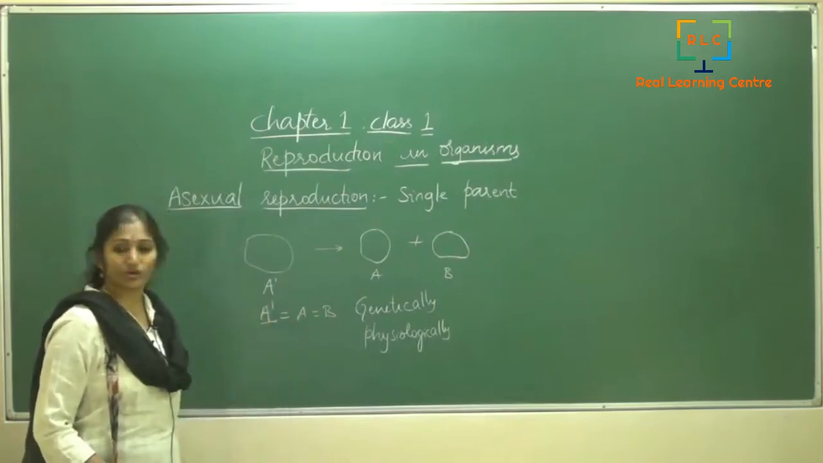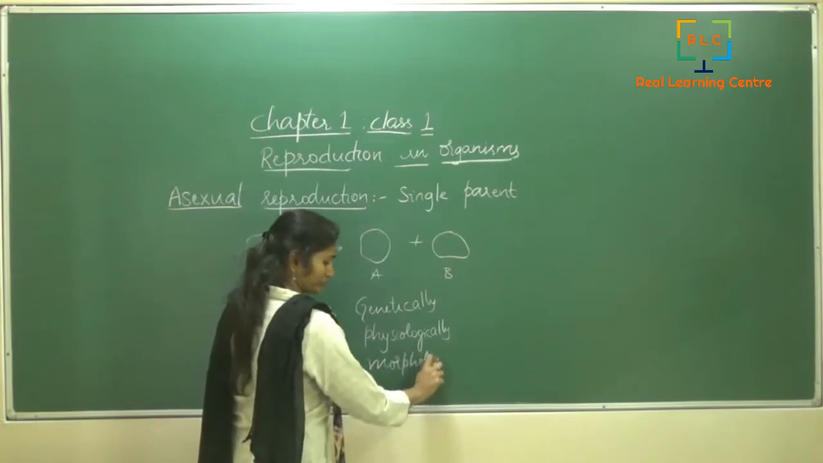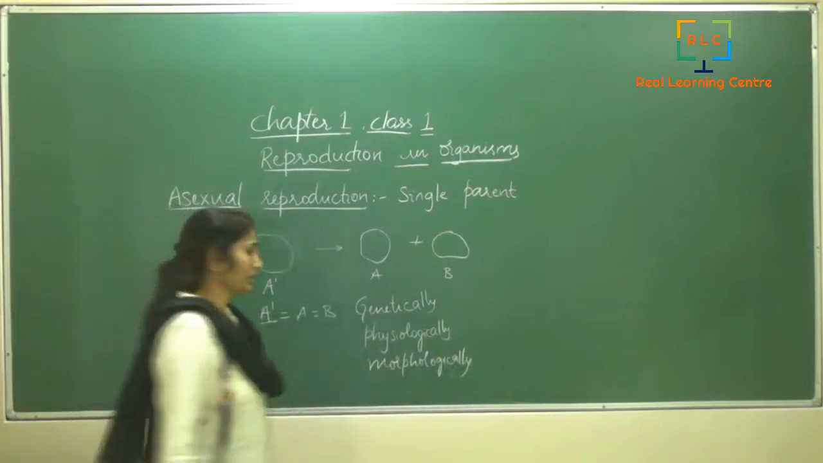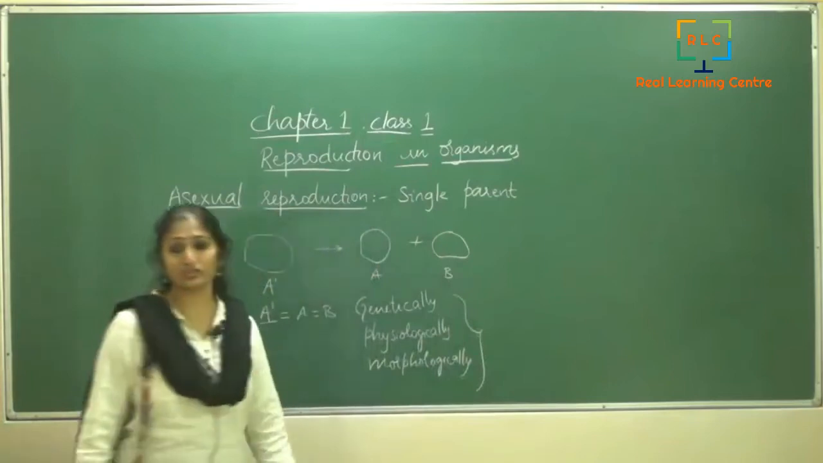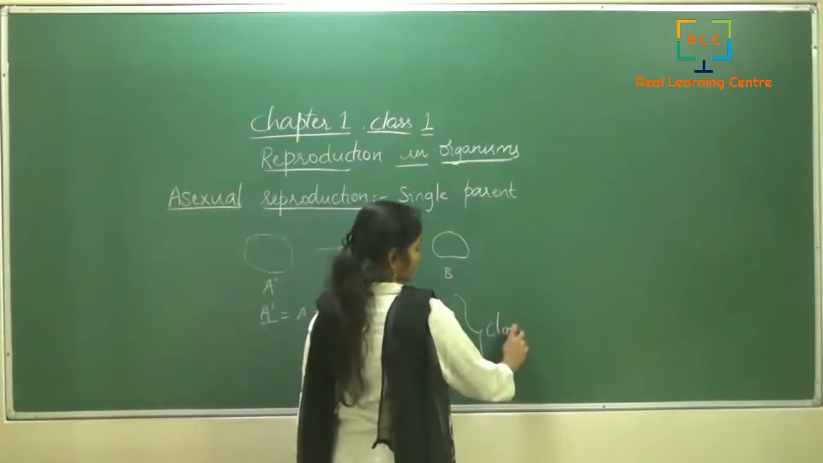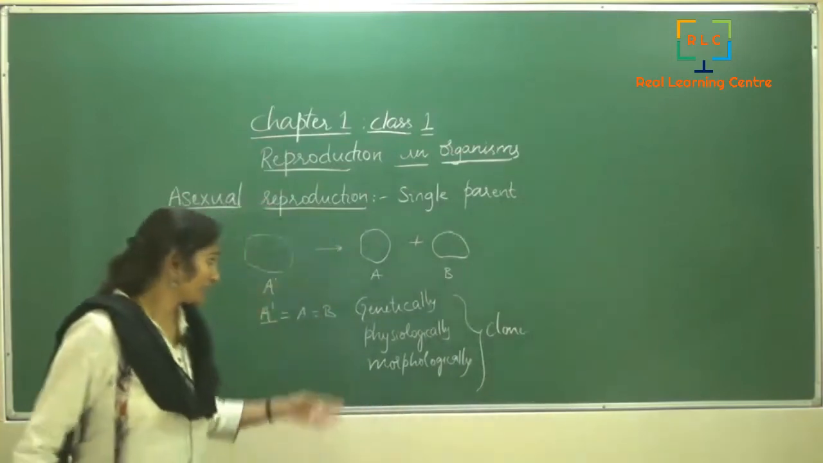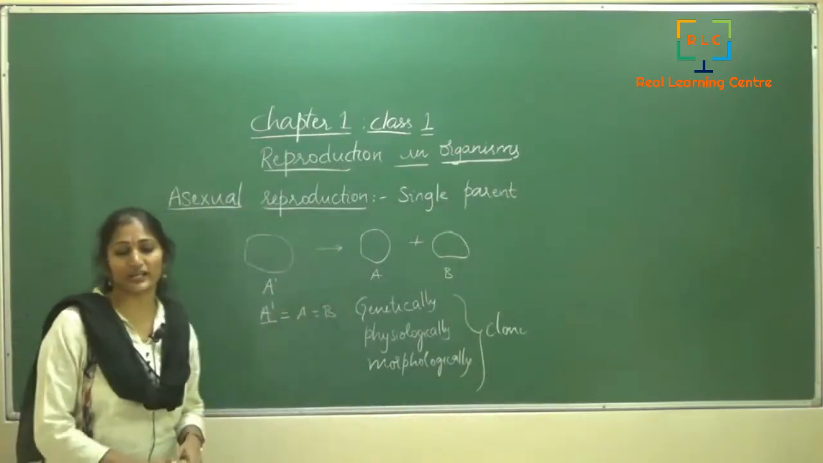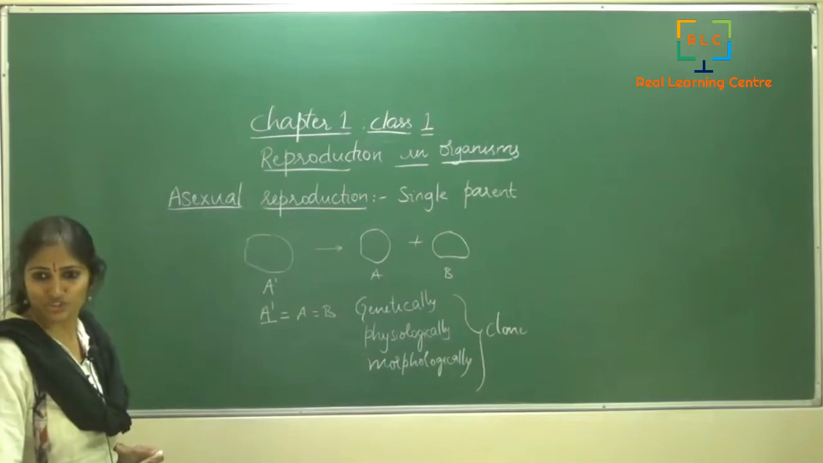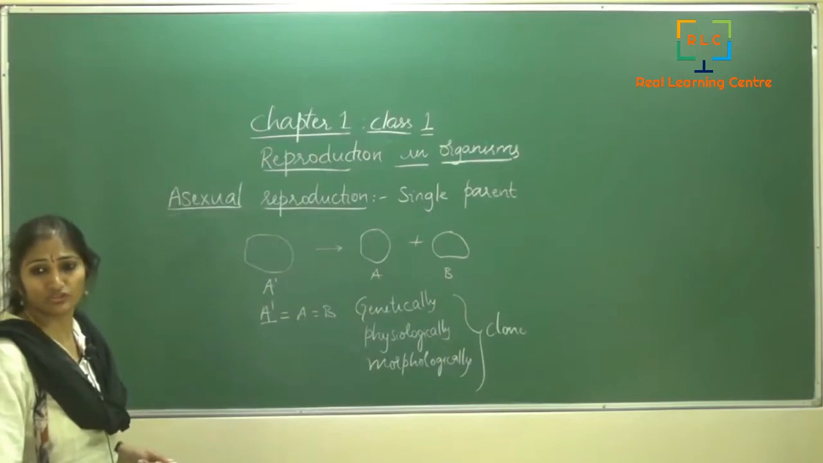Now, such organisms which are genetically, physiologically, and morphologically the same, such a group of cells, we call a clone. So a clone is basically a group of cells which are genetically, physiologically and morphologically identical with each other. And most of the times we do see that whenever there is asexual reproduction, there is always the formation of a clone.